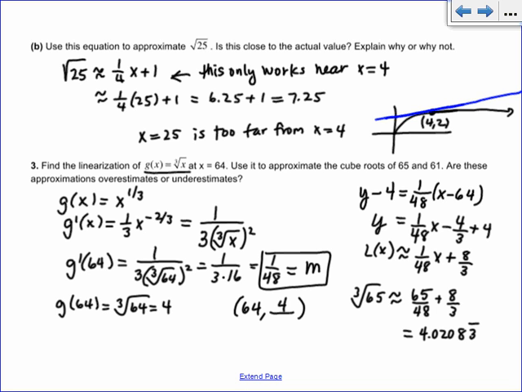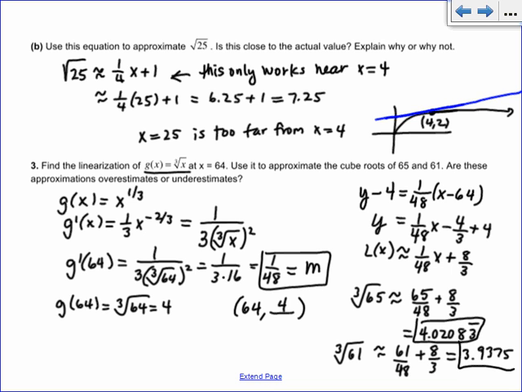So it's 4.02083 repeating, right? You could also find it in fraction form as well. All right, and then the cube root of 61 is 1 over 48 times 61 plus 8 over 3, which is 3.9375.